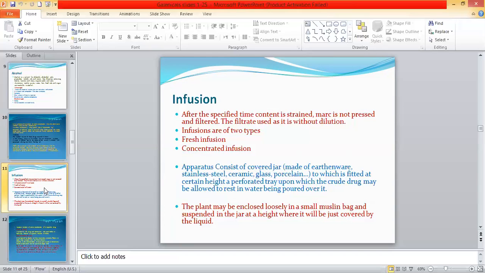You can take boiling water in a cup and put the tea bag in it, and obviously the active constituents from the tea leaves contained in the tea bag will diffuse into the water, and tea is made. So there are two methods. Basically, you can use a teapot having a perforated tray on which the crude drug is placed, and then water will be poured on it. And the other method is you can enclose the crude drug in a small muslin bag and suspend it in the jar at a height, and then it will be covered by the liquid.